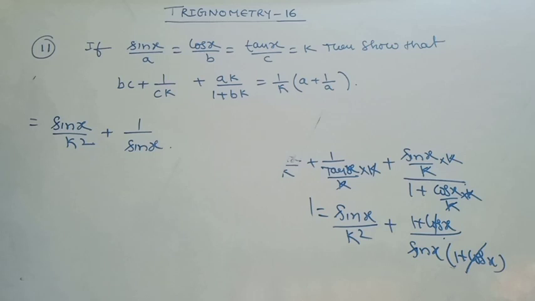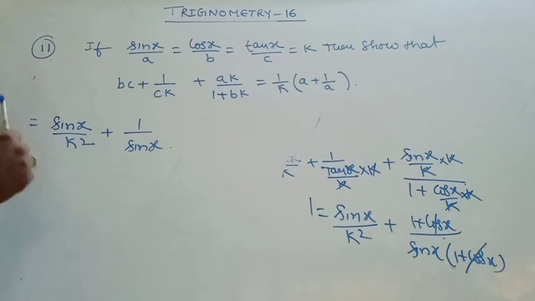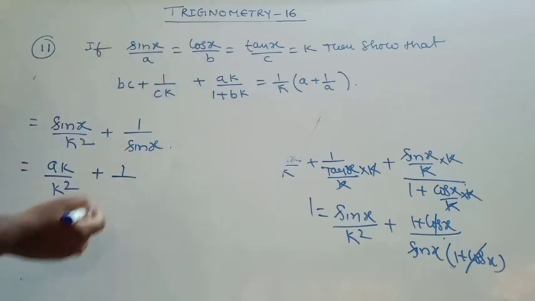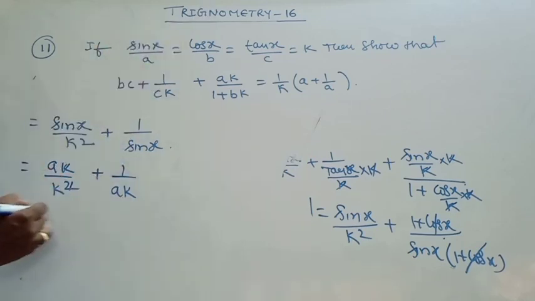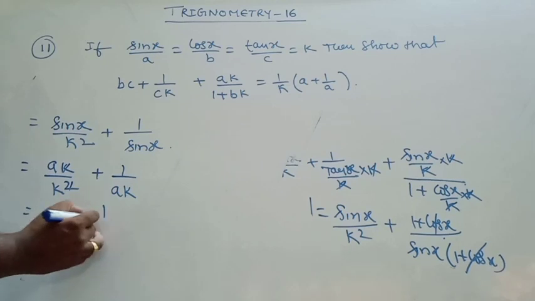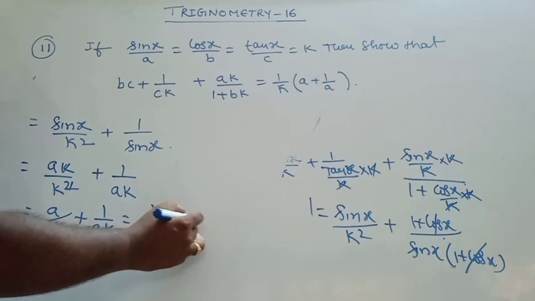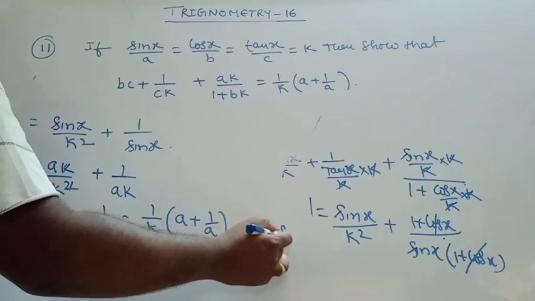And we know that sin x by k square plus 1 by sin x, that is nothing but actually sin x equal to ak. From this you know that sin x equal to ak plus 1 by sin x, and 1 by sin x is nothing but sin x equal to ak. Now 1 k here, 1 k will be cancelled, a by k plus 1 by ak. Now 1 by k, if you take common, you will be getting a plus 1 by a like this, right? And this is equal to the right hand side part.